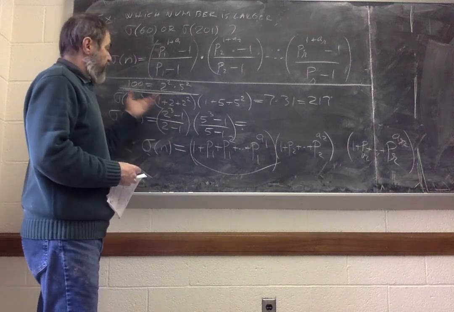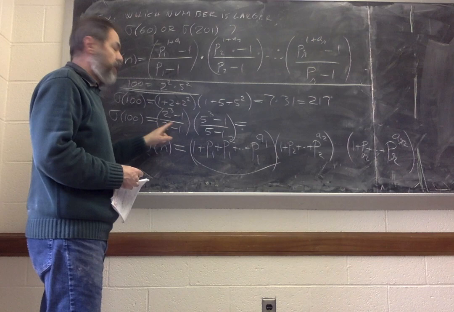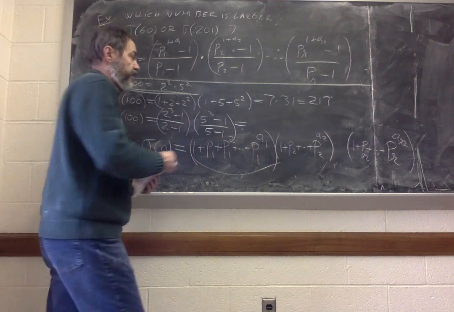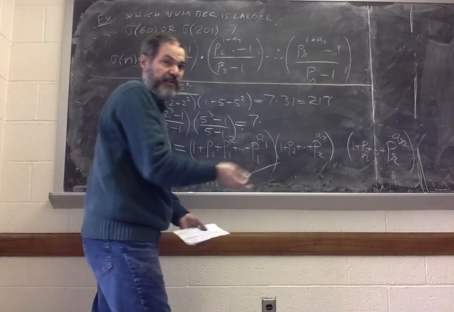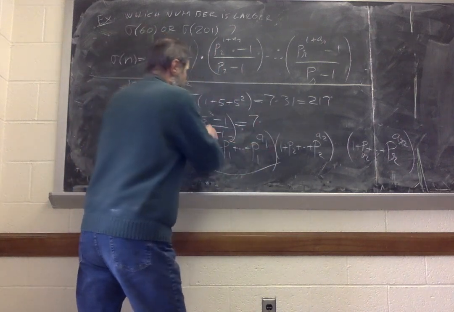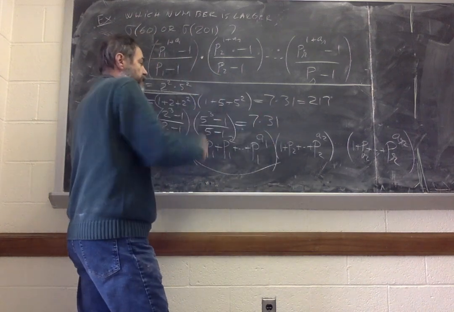So 2 cubed minus 1 over 2 minus 1. 2 cubed minus 1 is 7. 2 minus 1 is 1. 7 over 1 is 7. It gives the same 7. And here it's going to give the same 31. But let's check. I say it's going to be the same 31. Maybe it requires even a bit more work.